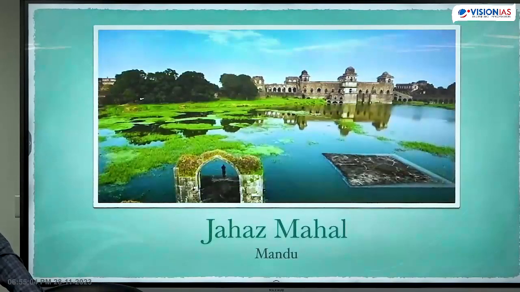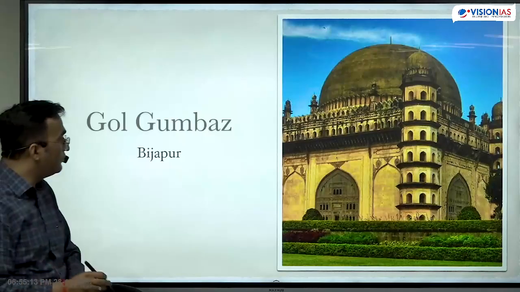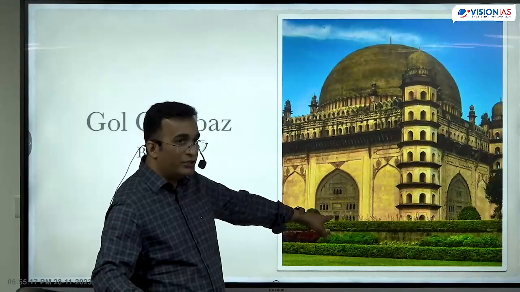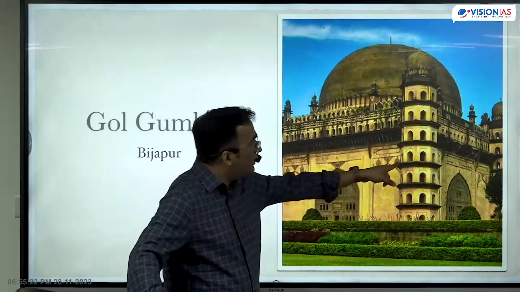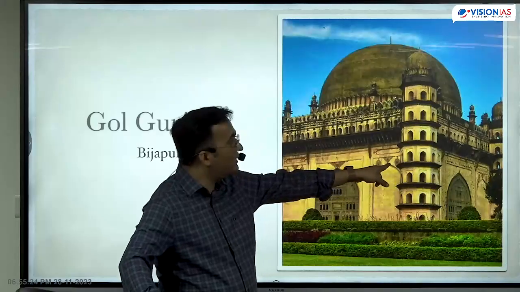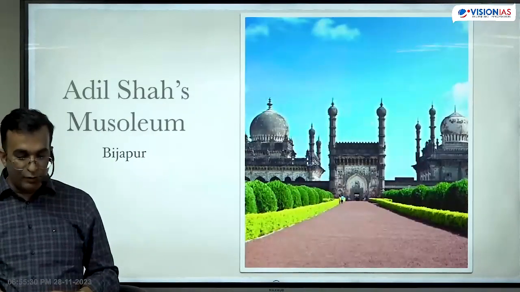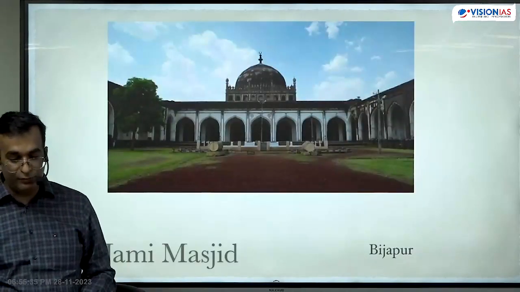Jahaj Mahal, which is created in the middle of a lake. These people forgot to clean it. Gol Gumbaz of Bijapur. Now you see that this has an entrance. As you can see, this is the functional arch, and these two are the blind arches. Okay? And then these are the chhajjas, cornices, and the highly bulbous dome, which is almost spherical. Adil Shah's Mausoleum of Bijapur, and the last one, Jami Masjid of Bijapur.